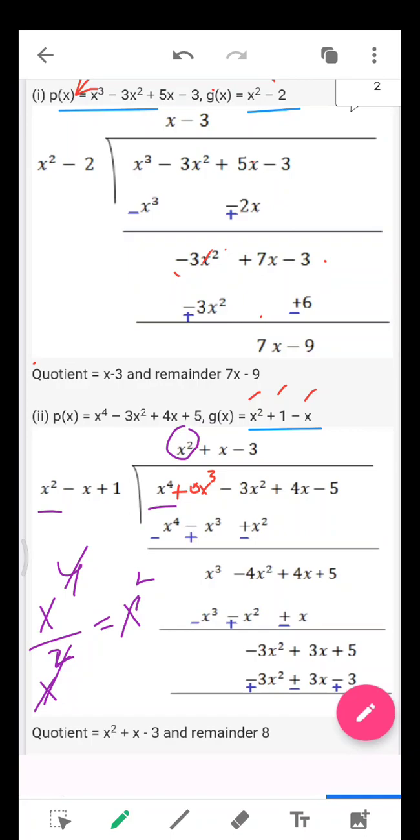Then we multiply x square with x square, we get x power 4 right here. Minus x into x square is minus x cube. 1 into x square is x square. Multiply all the terms with the first, that is x square, and write it here.